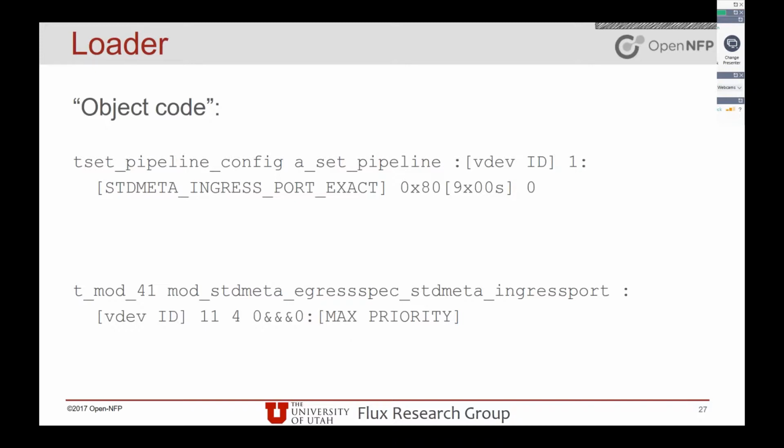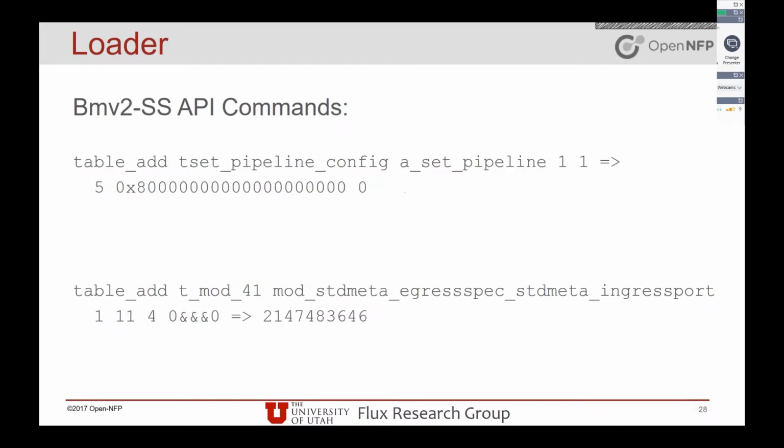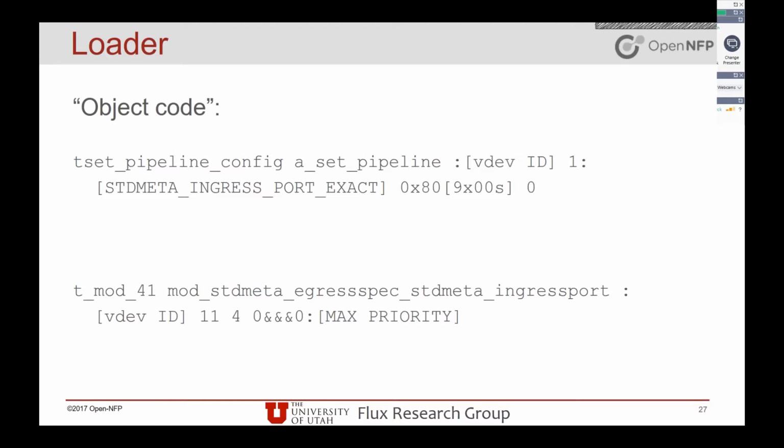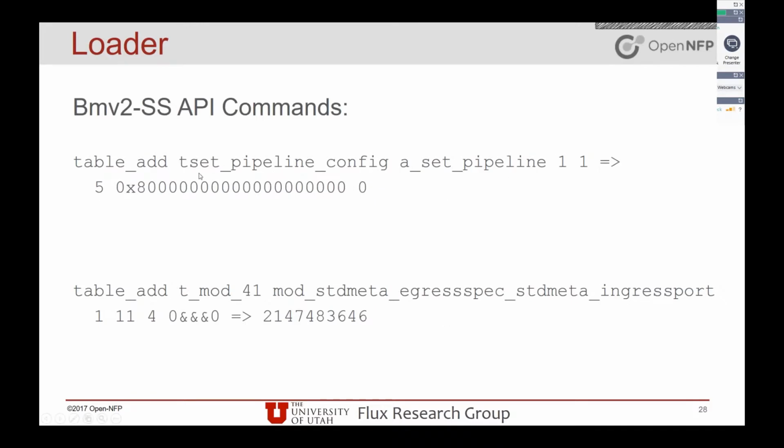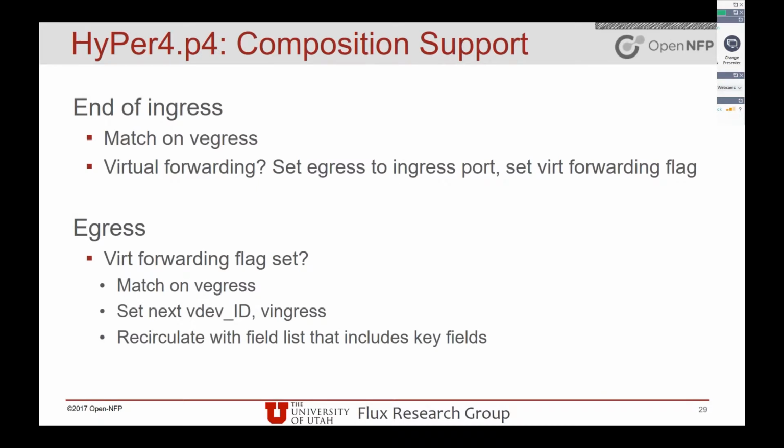So we have similar things going on for each of these entries. But the result of the loader is that we get these finalized API commands, the table add instruction, for example, the expansion of that long value, the virtual device ID has now been correctly set up, and so forth.